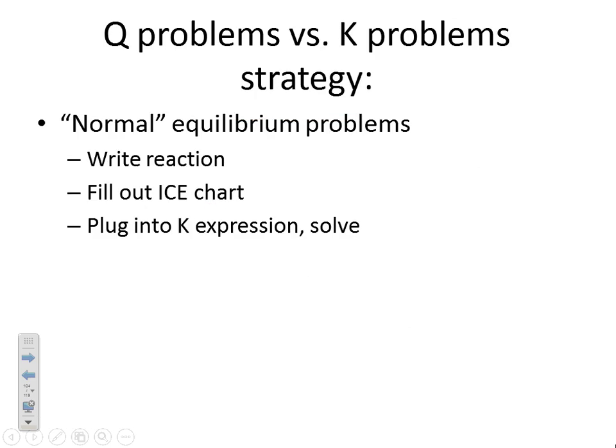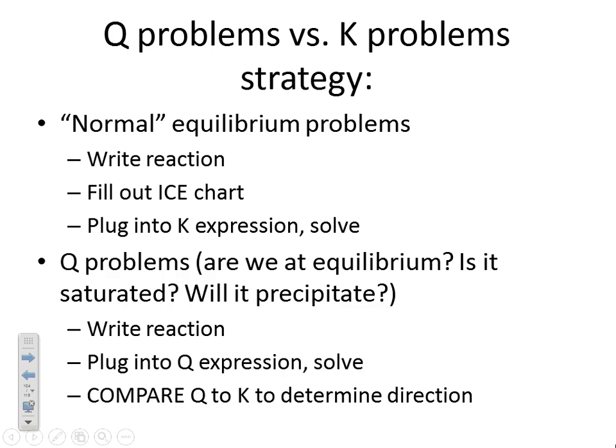Now, how do you do a Q problem versus how do you do a K problem in terms of calculation? In a K problem, an equilibrium problem, we've seen this before. You write a reaction, you fill out a nice chart, you plug into the K expression, and you solve because you know you're at equilibrium. In a Q problem, which will contain such code words, by the way, as are we at equilibrium?